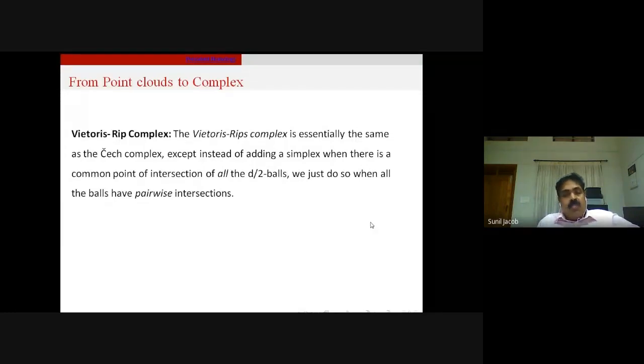The Rips complex is similar. The only thing is that we construct a simplex only if the balls intersect pairwise. In the earlier case, if you have 5 points, there should be something common to the neighborhoods of all 5 points; then you can construct it. But here it is not necessary. If they are pairwise intersecting, then also you can construct it.